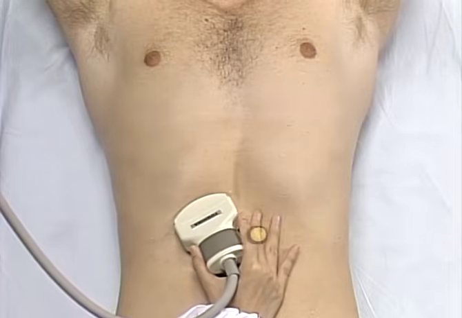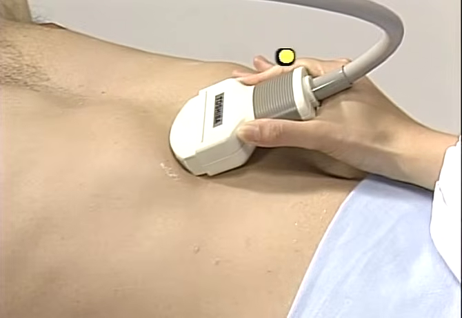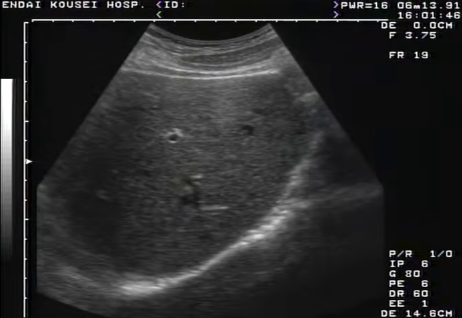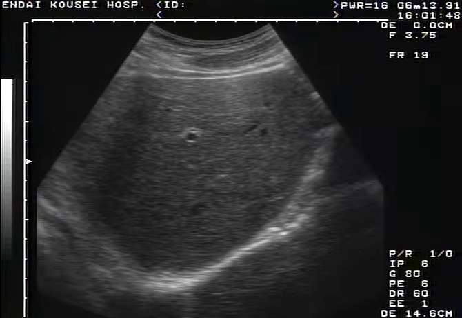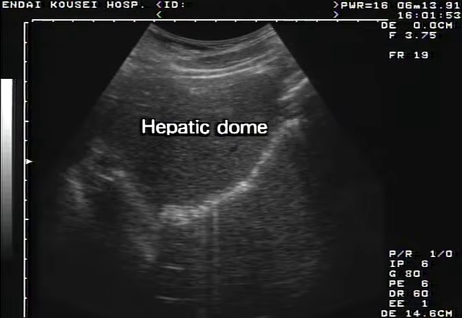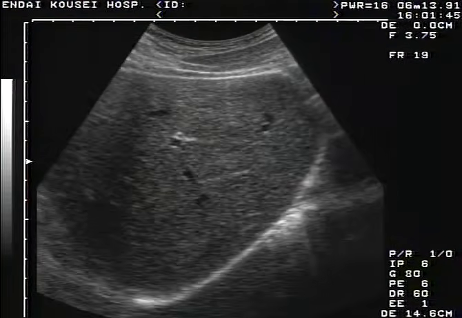Press firmly on the probe, then lift the probe tip in such a way that the probe surface will be in parallel with the abdominal wall surface. This scooping technique will allow you to observe the deep area of the right hepatic lobe and the hepatic dome adjacent to the diaphragm. Hepatoma is sometimes detected in this region.